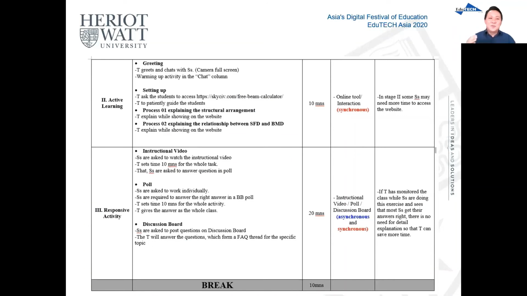Next, we'll move to stage 3, responsive activity. Students are asked to watch some instructional videos. It will take a few minutes to complete the task. After that, students are asked to answer a question in the poll. In some of the LMS, such as Blackboard, they will have built-in polls, which is a good tool for you to keep track of the students' learning process.